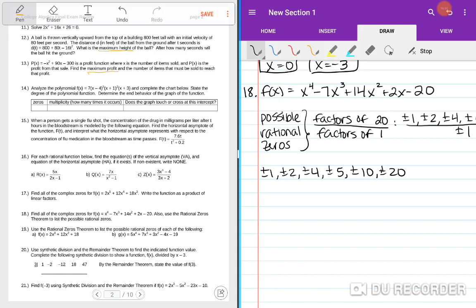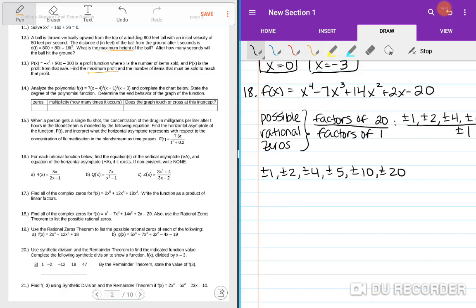So 1 and 20, 2 and 10, 4 and 5. Those are all the factors of 20. And now, in order to find some zeros here, we're going to have to start testing them with synthetic division. The easiest way to go about this is to plug this into your calculator and then check the graph or the table to see where it actually crosses, instead of just blindly checking. Since you only have a limited amount of time, we want to make sure that we're being the most efficient with our time.